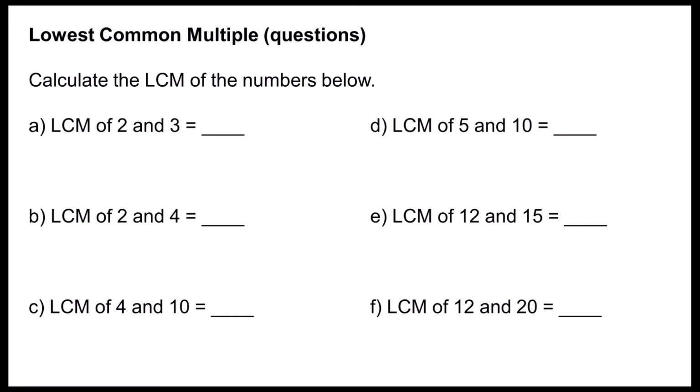So, your first task for today is to find the lowest common multiple for each of these 6 questions. You will need to write down the multiples of each of the two numbers, compare the lists, and find the smallest number that appears in both of them. Please pause the video now and have a go at these questions, and when you're ready for the answers, you can unpause.